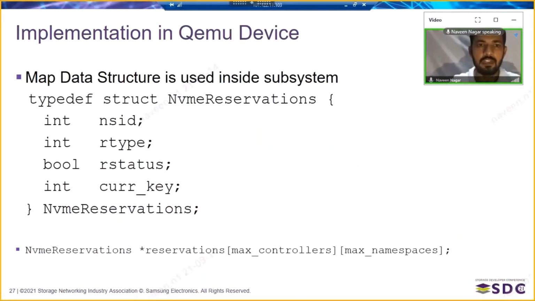If we talk about the implementation of the reservation feature in the QEMU device, then we are maintaining one map data structure, and each entry in this map will get modified for each reservation operation like register, release, acquire, and report. Also, as per spec, we have added a condition in front of each IO command. We check whether the host has sufficient permissions or not. If not, the QEMU device will return a reservation conflict error.